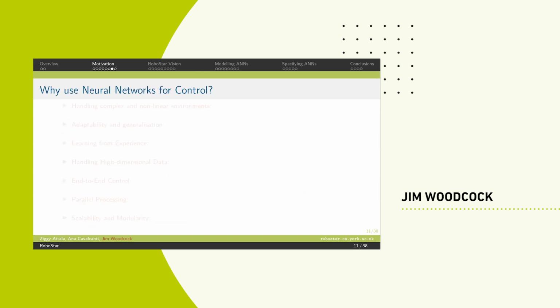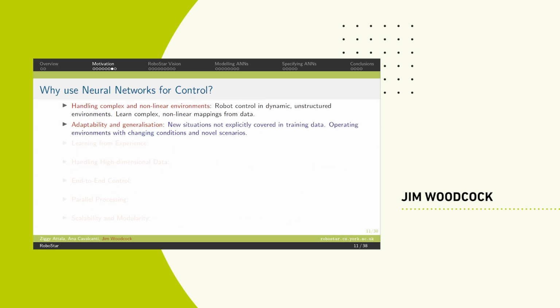So, more motivation. Why should we use neural networks for control? Well, to handle complex and non-linear environments, this is robot control in dynamic, unstructured environments where we can learn complex non-linear mappings from the data. We could use ANNs because of adaptability and generalization. We're talking about new situations not explicitly covered in the training data, operating environments with changing conditions and novel scenarios.